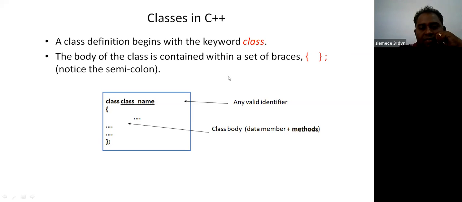So this diagram says that the class name can be any valid identifier, and this is the body of the class. The body of the class will have two things: the data members as well as the member functions. So this slide is clear to you all? Is there any problem, or if you want to ask any question, you can ask.